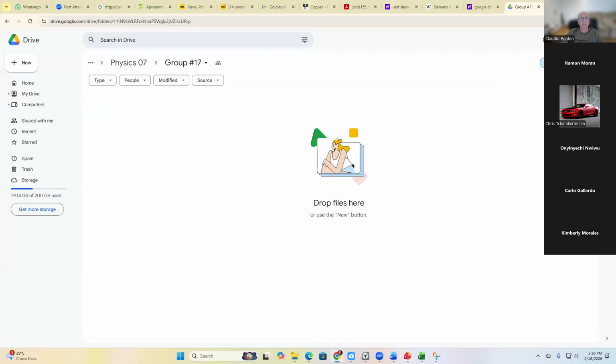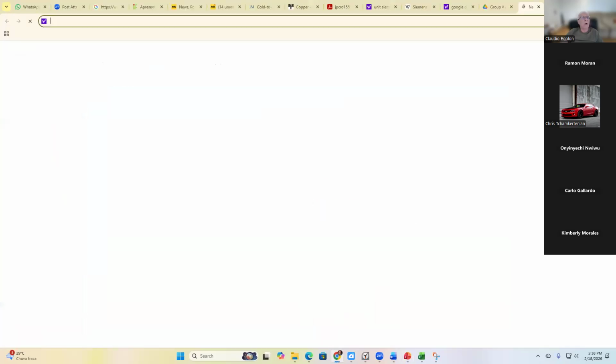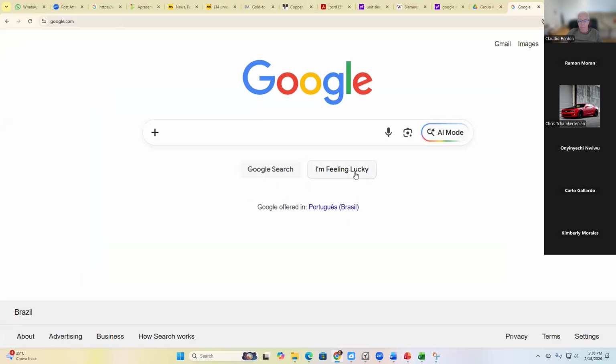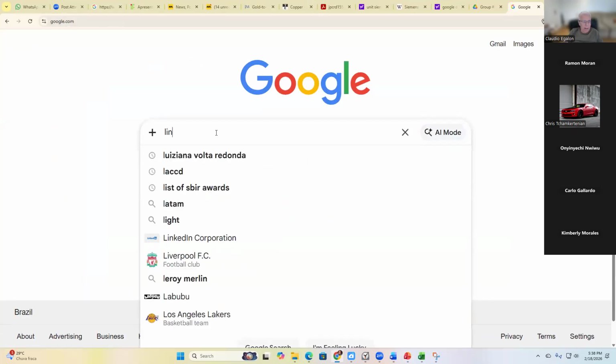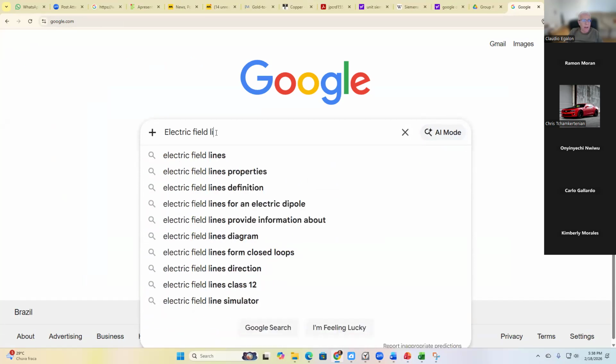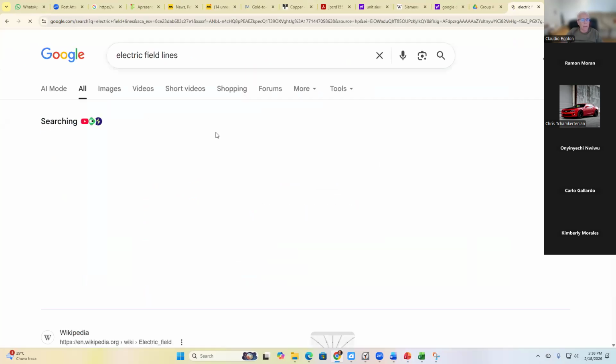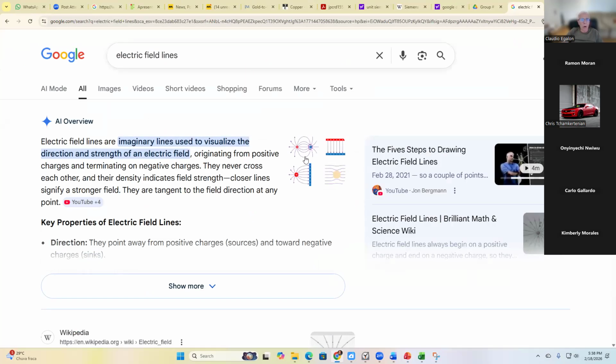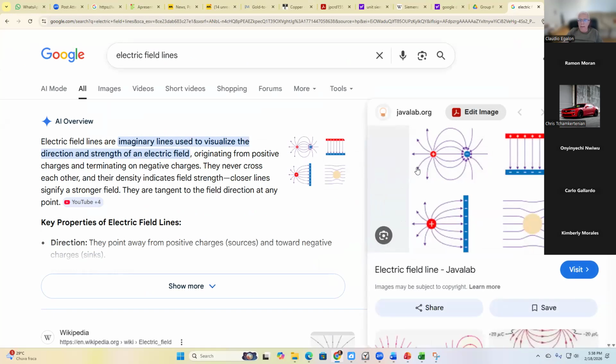We have 12 more minutes to go. Okay. Electric field lines. Okay, here you go. That's the electric dipole. Those are the electric field lines of an electric dipole. Okay, do you see what's happening here? The electric field lines point away from the positive charge and point towards the negative charge.